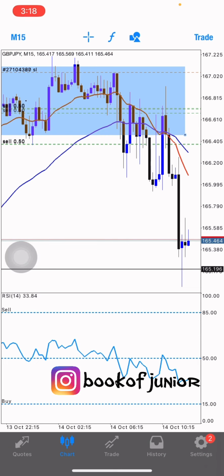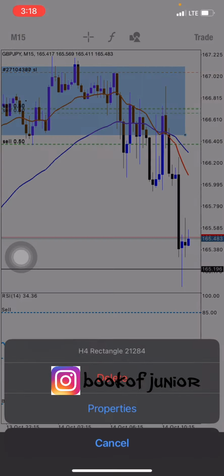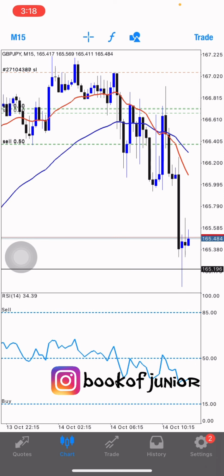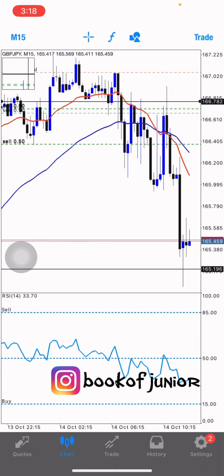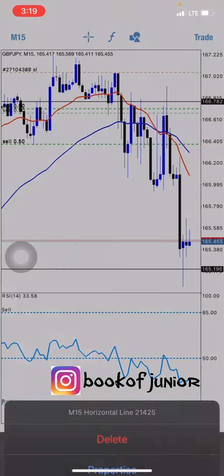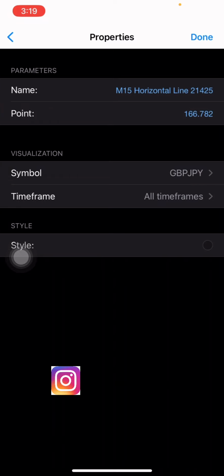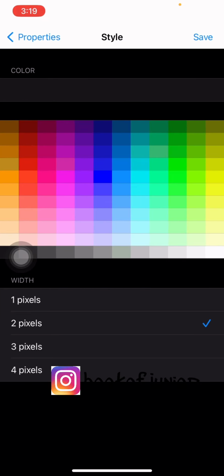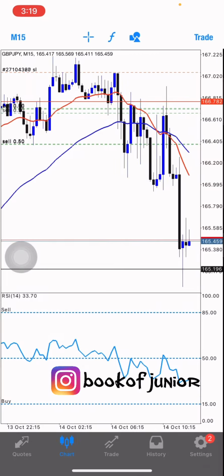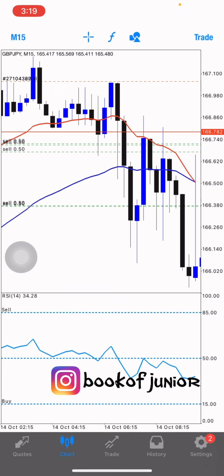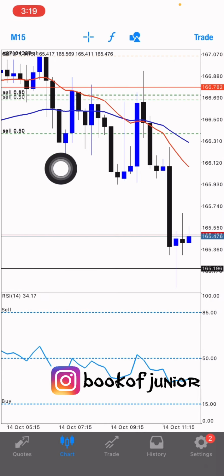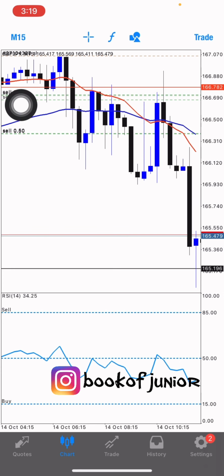Let me first remove this. So this is where price came back to. Before you just jump in for sales guys, you should always be careful. Let's modify this to red like this. So guys, do you see? This is where price came back to. You see, price came back to this level here.